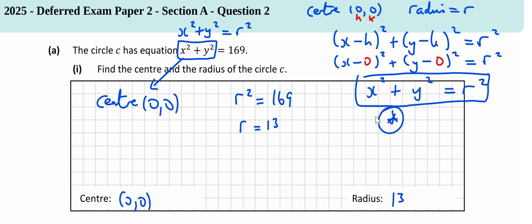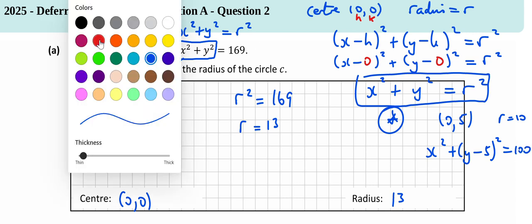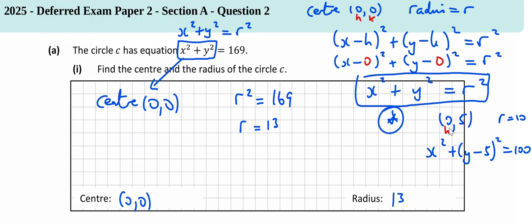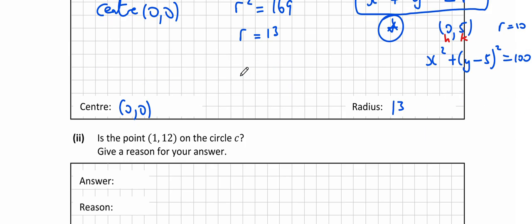One of these years, I'm sure a question's going to come up where you might get a centre 0, 5 and a radius, say, 10. Then it's going to be x squared plus y minus 5, all squared, is equal to 10 squared, which is 100. Where did I get that from? Well, if you think about it, that's h, so that's going to remain your x squared. This is your k, y minus 5 there, so that's why I had to do that. So just watch out in case one comes up like that.